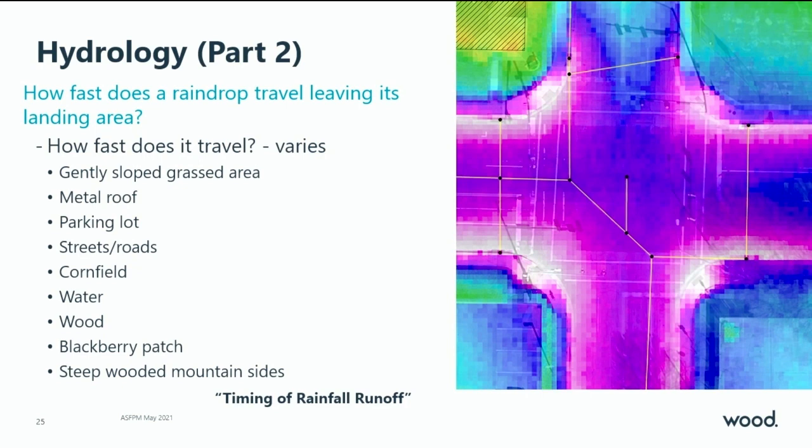Could be out in a cornfield. Could land on a lake. Could land in the woods. Could land in the blackberry patch. Could land on a steep mountainside. Land on the trees on a steep mountainside. Timing of the rainfall runoff. That is an important part.